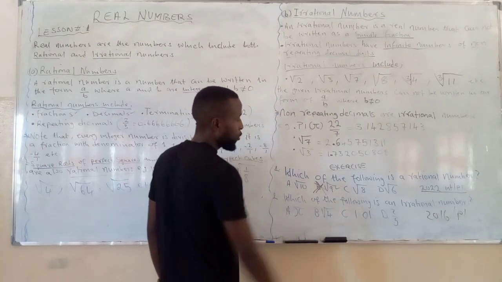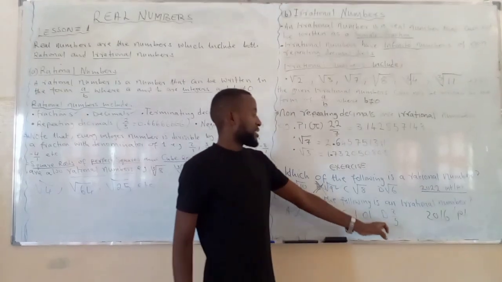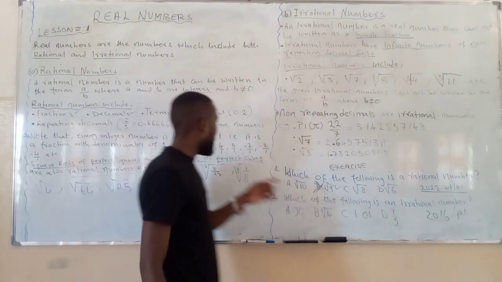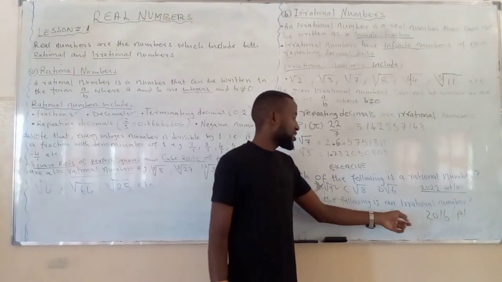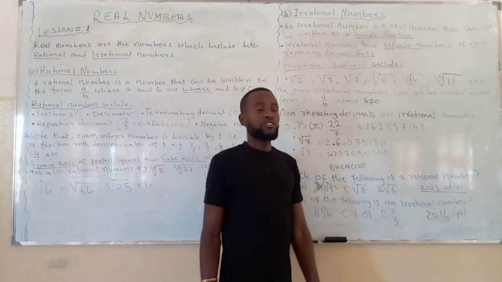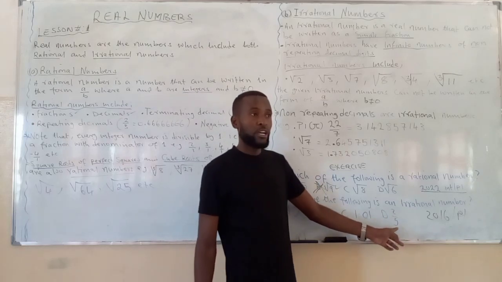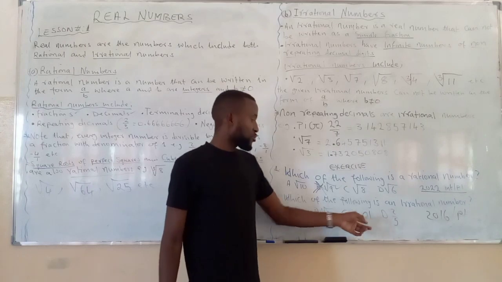Which of the following is an irrational number? Okay, let's start from D. D, 2 over 5. This is a terminating decimal. Remember, we said terminating decimals are rational numbers. 2 divided by 5 is 0.4. It's a terminating decimal. So this is a rational number. 1.01 is also a rational number.